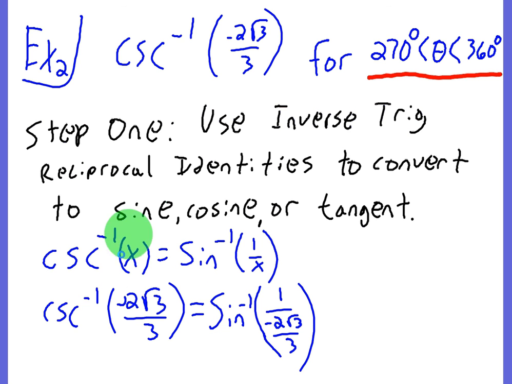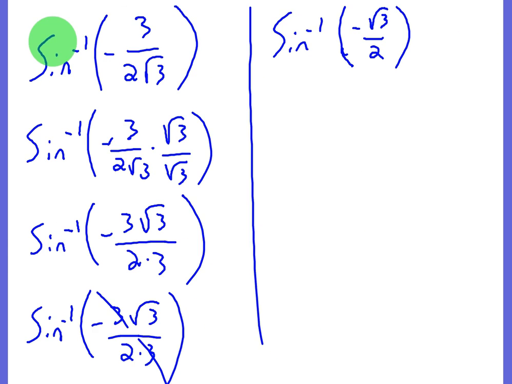Now, we want to use cosecant inverse of x equals sine inverse of 1 over x, so it can be in terms of sine. So notice how they gave us -2 radical 3 over 3. We're going to plug that in for x into our inverse trig reciprocal identity. This will flip. If you've done this enough, you'll know that this will flip to negative radical 3 over 2. However, I did show that on this page in case anyone was interested. So ultimately, we're interested in sine inverse of negative radical 3 over 2.